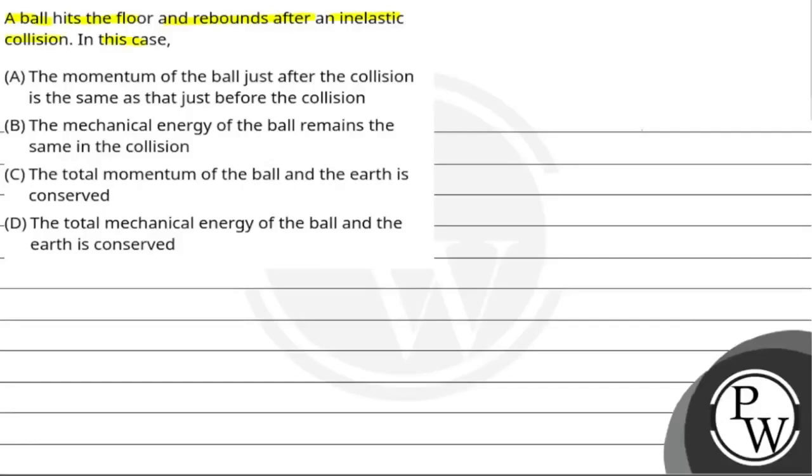In this case, option A, the momentum of the ball just after the collision is same as that just before the collision. Option B, the mechanical energy of the ball remains the same in the collision. Option C, the total momentum of the ball and the earth is conserved. Option D, the total mechanical energy of the ball and the earth is conserved.